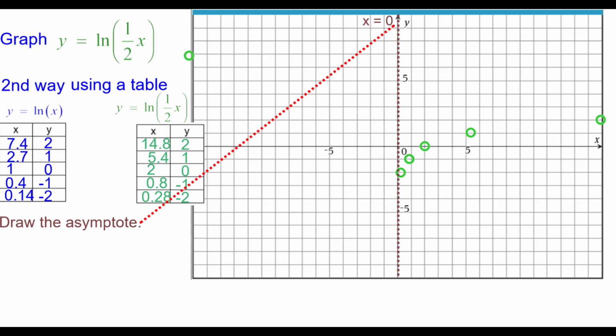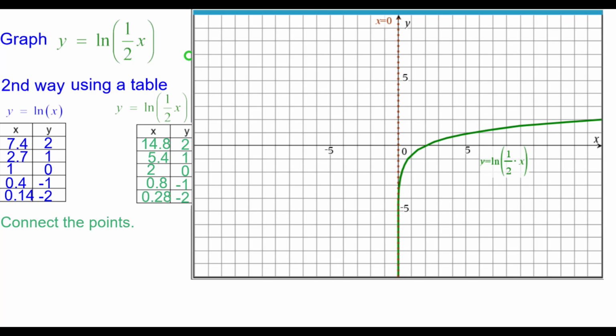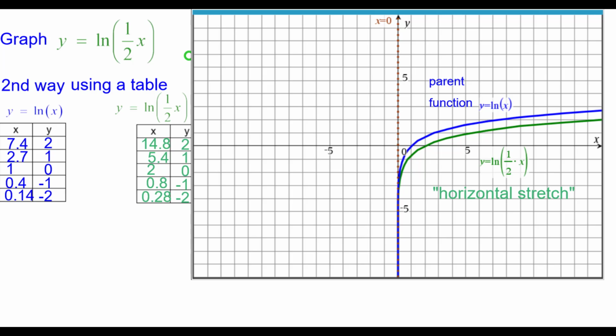Draw the asymptote, the y-axis. Connect the points. And compare it to the parent function, and again from blue to green it is a horizontal stretch.